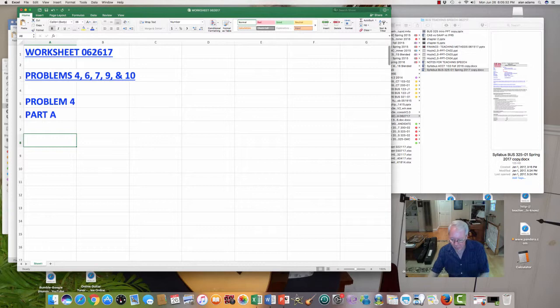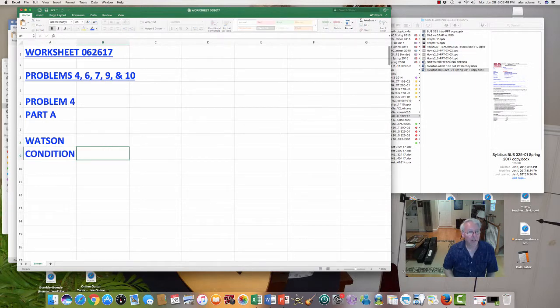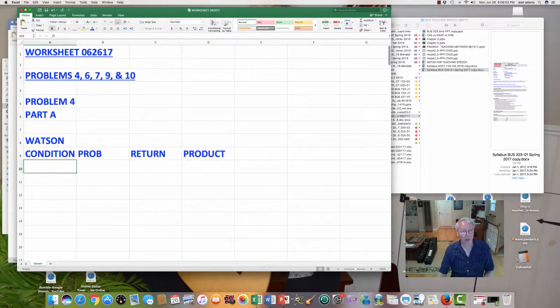Okay, in the text, we laid problems out like this. We indicated, let me do Watson first of all. This is part A. Okay, Watson. What we're going to do is we'll put down the condition. Okay, I'll put down the probability of that condition occurring. I will put down the return of Watson under those conditions, and then I'm going to put down the product. Okay? So that's how we lay this out, friends. Let's give ourselves a little neatness here. I'll center all of those and I'll underline them for you.